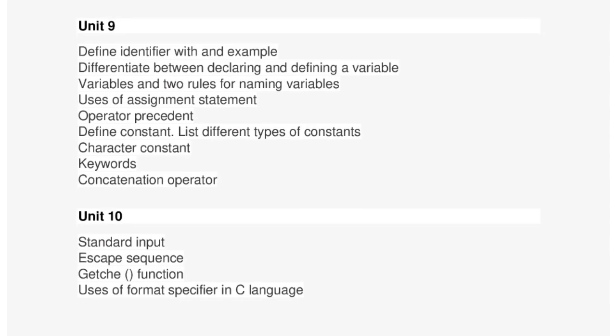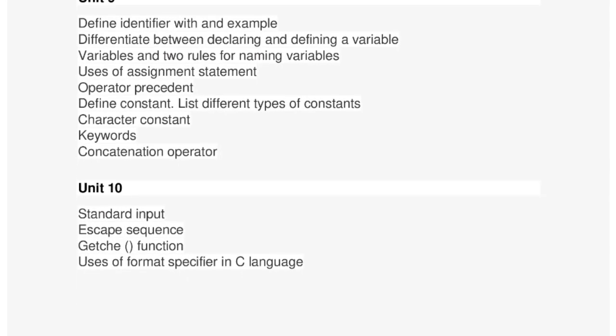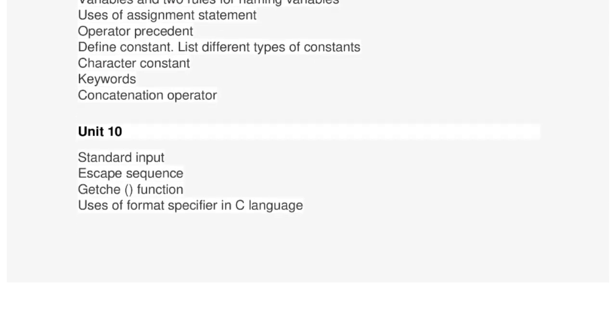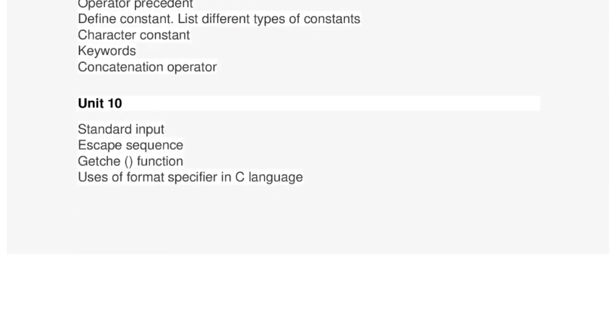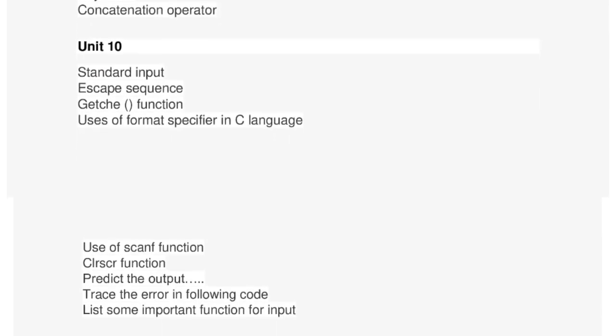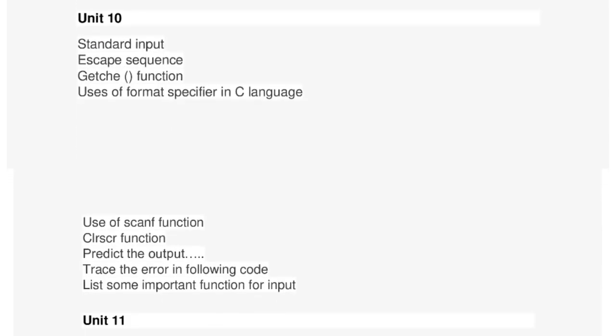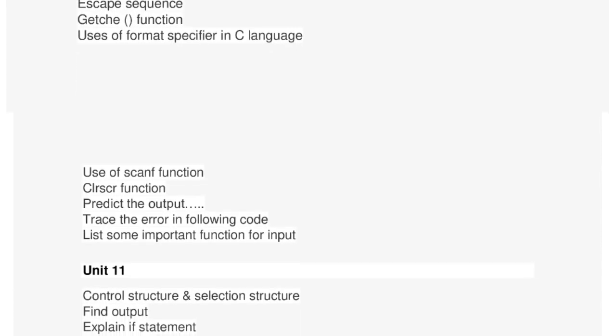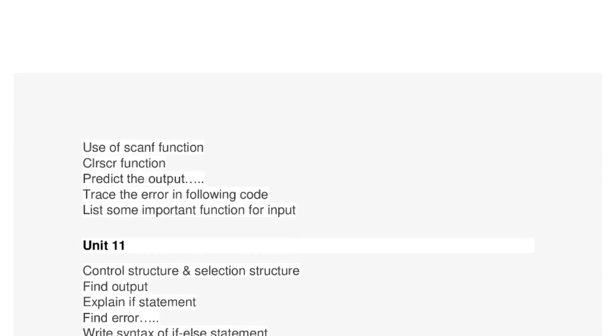Unit 10. Standard input. Escape sequence. Get function. Uses of format specifier in C language. Use of scanf function. CLRSCR function. Predict the output. Trace the error in following code. List some important functions for input. Unit 11. Control structure and selection structure.